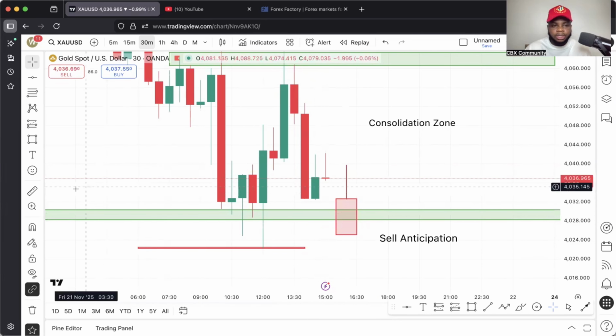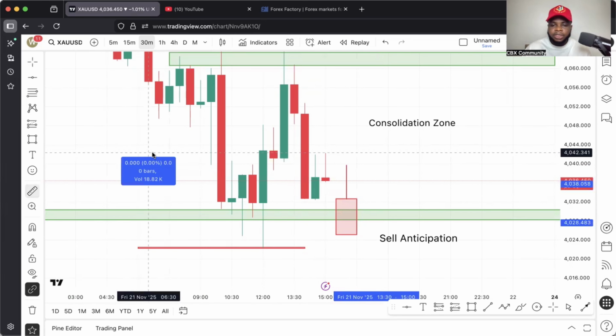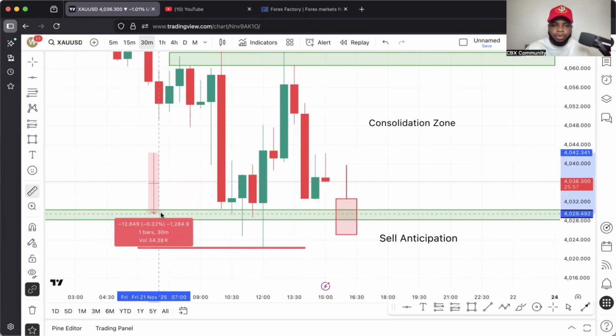So the question is, what are we going to do? Because from the high of this candle down to our support zone, we are looking at 128 pips. So will your stop loss be at 128 pips? No, you can't do that. So it's very important for you to know what you want and how you want it. And the moment you identify a structure, don't hesitate, open that position and allow the candle to get to your TP.